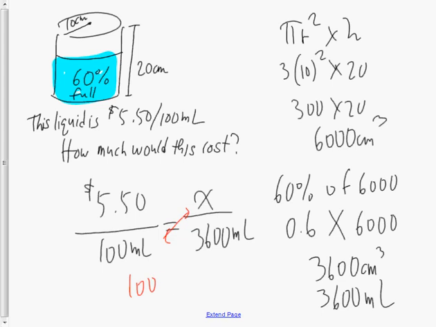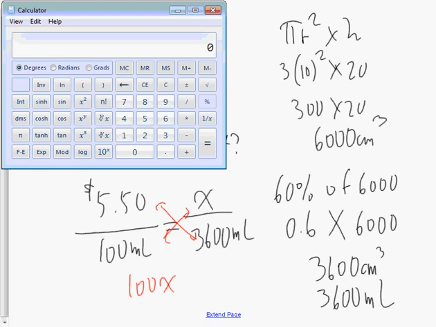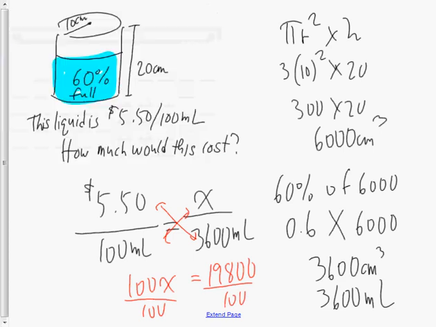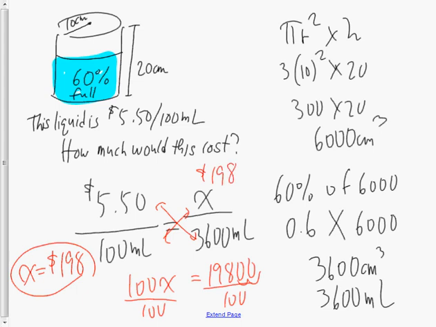So multiply across there, you get 100x. Multiply across this way, you get $5.50 multiplied by 3,600. That would be 19,800. Divide both sides by 100. I don't need a calculator for this, because when I divide by 100, I just move my decimal 2 places over. And x would equal 198 bucks. Okay, so $198 would go here, right? So it's $5.50 for 100. If it's proportional, it would be $198 for 3,600.